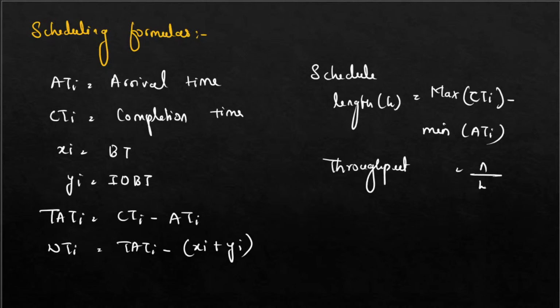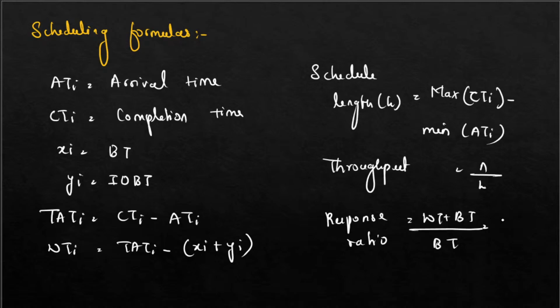Okay, so let's see scheduling algorithms now. There are various types of scheduling algorithms. Please solve one question on each of them: FCFS, SJF, SRTF, LRTF, after that HRRN, priority, round robin, multi-level queue, multi-level feedback. Just note all of this. And if you want to calculate the response ratio, then it is (WT plus BT) by BT.